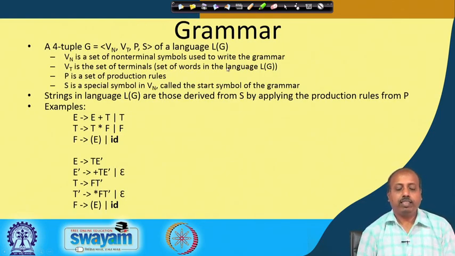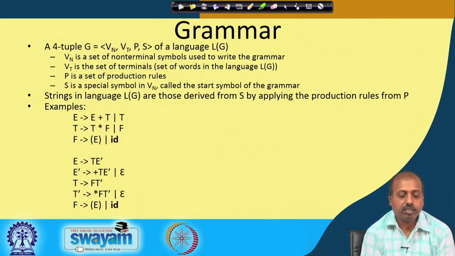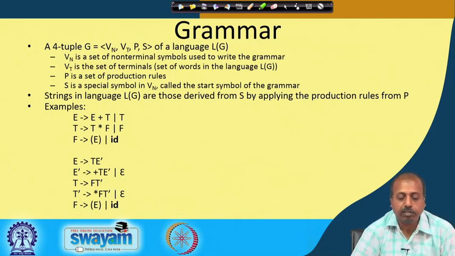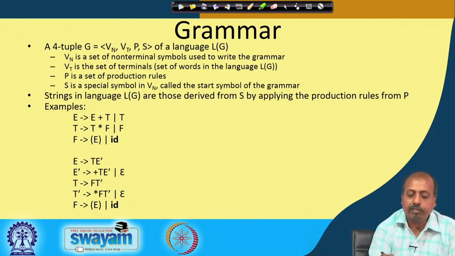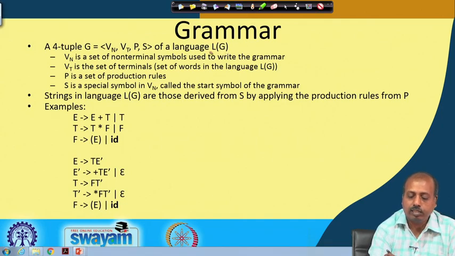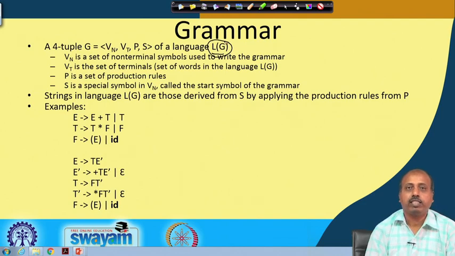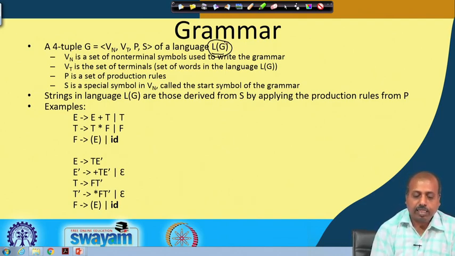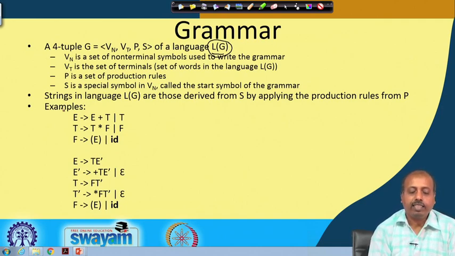To start with, we define a grammar. A grammar is a 4-tuple G consisting of four parts: VN, VT, P and S. For a language L, if the grammar is G, then the language for it is denoted by L(G). L(G) denotes the language corresponding to the grammar G. This grammar G definition has four parts in it, VN, VT, P and S, where VN is a set of non-terminal symbols used to write the grammar. For writing the grammar, we need some special symbols.